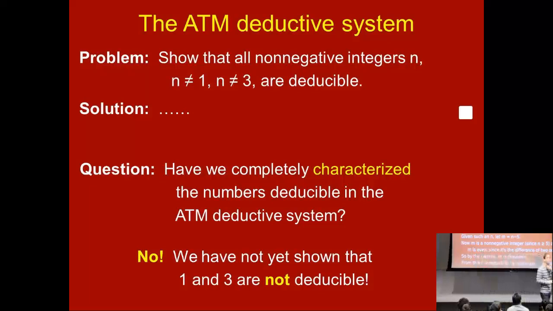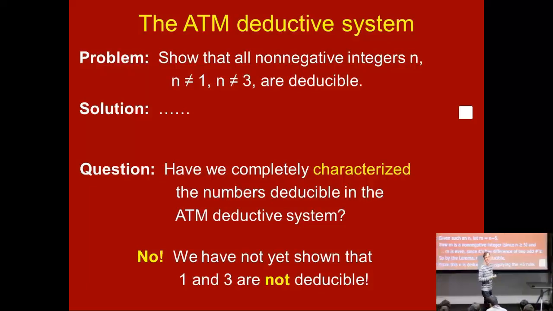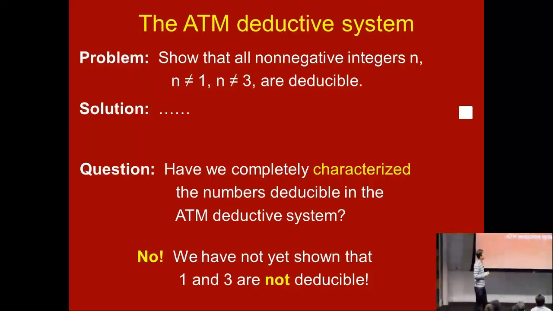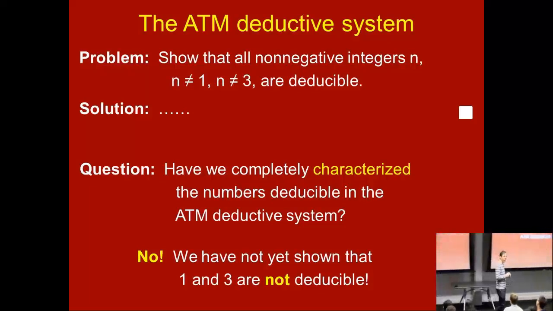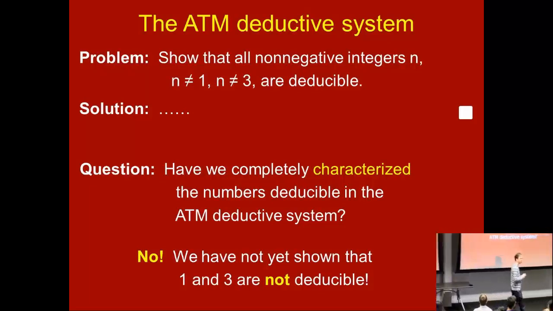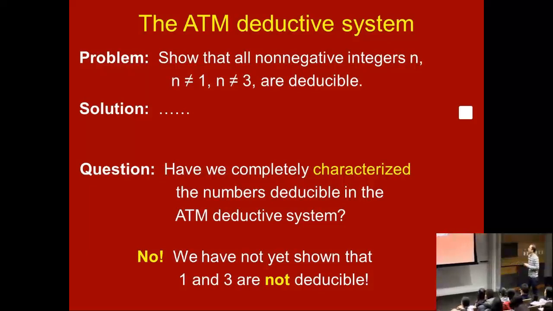Yeah. You want to show that n equals 1 and 3 can't be deduced? Ah, very good. You have exactly anticipated what is on the next slide. The question was, have we completely characterized the numbers deducible in this ATM deductive system? Well, not quite, right? We showed that everything other than 1 and 3 can be deduced. But to finish the job, really, we have to show that 1 and 3 cannot be deduced.